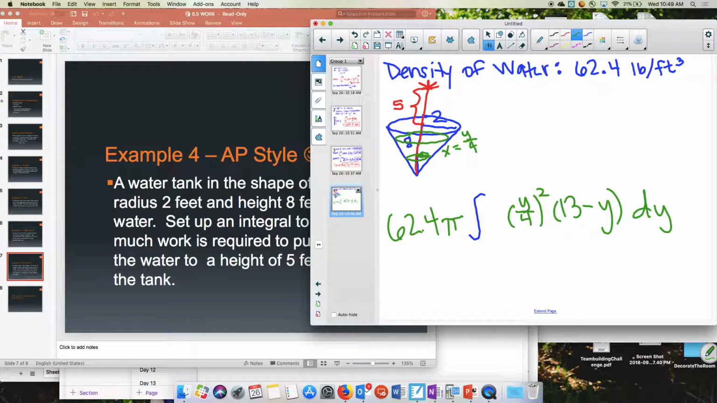However, where do we have water? We have water from 0 to 8. So our limits of integration would be 0 to 8. Okay. Would we be given the density? Yeah, I can do that for you. Typically it's going to be water, but okay. Thoughts, questions, concerns?